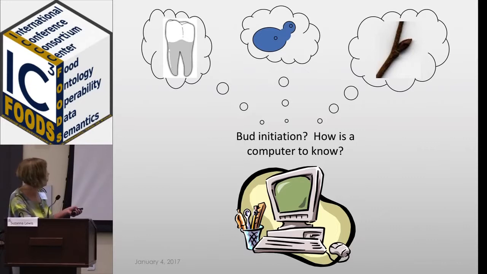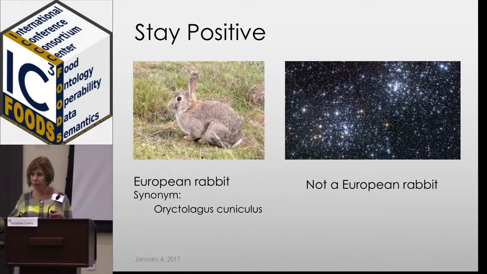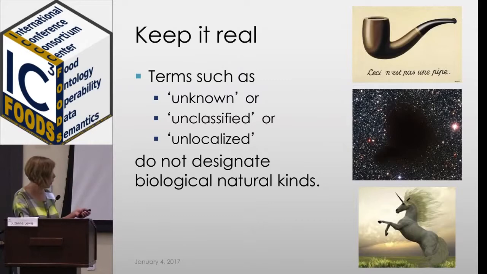But then the other thing is to stay positive. We try to stay away from negation. If you say that it's not a rabbit, that sort of includes everything in the universe, because everything else is not a rabbit, so we try to stay away from negation in our classes. The other thing is that we try to keep it real. So this is not a pipe, this is a painting of a pipe. And the same thing, no unicorns preferably, if they're going to be useful for things.